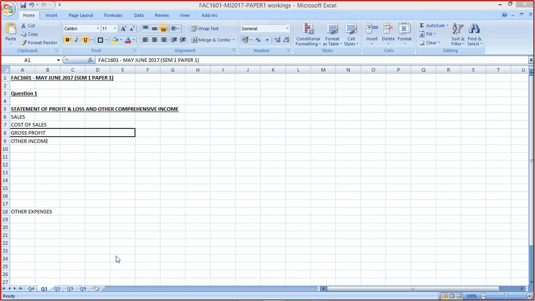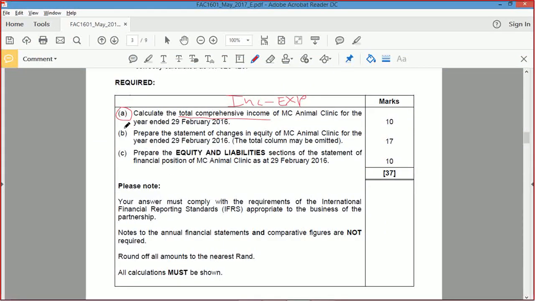Right, what else did they want? Well, let's go back to the question. They also wanted this. Statement of changes in equity. And they said the column for the total can be omitted. So you don't need the total column. Notice how many marks this is for. It's the biggest out of all three of those sub-questions, A, B, and C. So obviously B carries the most marks, and you know you're going to have all these different columns for all the partners. So what does that look like?